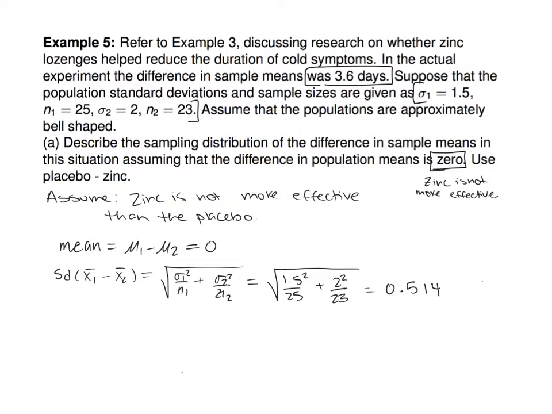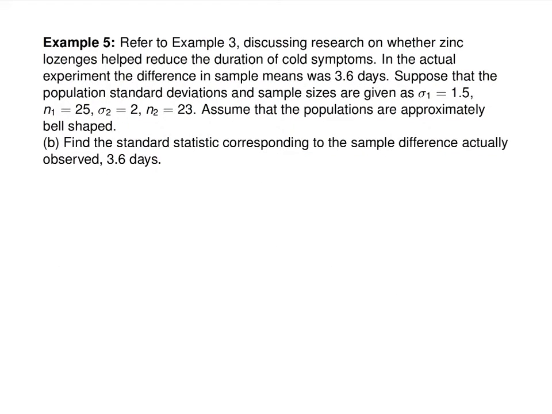And now the question we're going to answer is, how unusual is observing a difference of 3.6 if the mean is 0? So once again, how unusual is it to observe a mean difference of 3.6 if the actual mean was 0? So in this case, our z statistic is the sample statistic minus the population parameter, all divided by the standard deviation of the sample statistic.